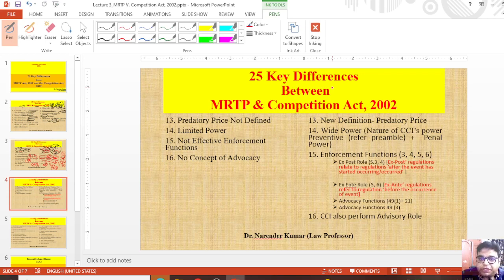नो कंसेप्ट ऑफ एडवोकेसी. एमआरटीपी में एडवोकेसी कंसेप्ट नहीं था, यहाँ पर आपका दे रखा है। एक्स पोस्ट रोल सेक्शन 3(4) के रेफरेंस में, ex post regulations relate to regulations after the event has started or you can say occurred, and ex ante role is relating to or refers to the regulation before the occurrence of the event. Before the occurrence of event is duty of commission to take proper care. CCI also performs advisory role as per the Competition Act 2002.